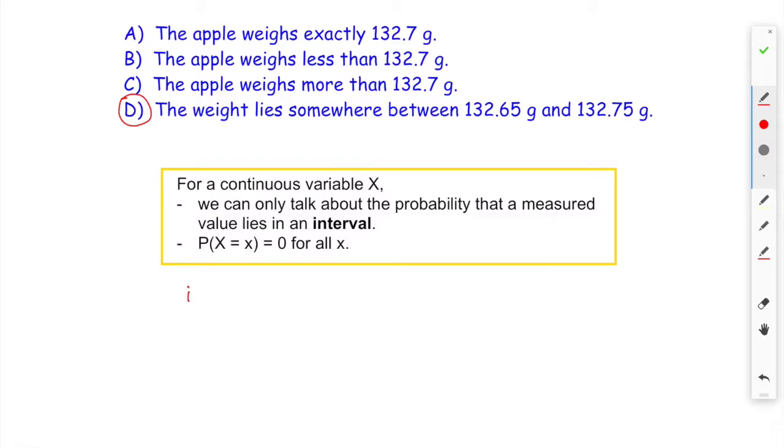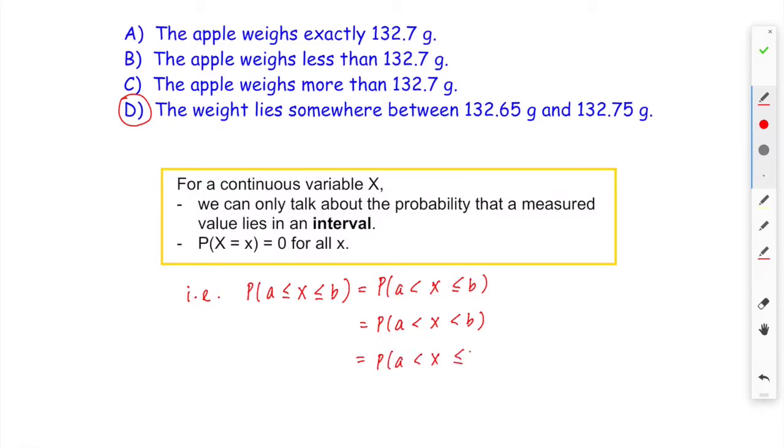That is, if I'm thinking about the probability of a less than or equal to x, less than or equal to another number b, it is the same as saying the probability of a less than x, less than or equal to b, or P of a less than x, less than b, or P of a less than or equal to x, less than b. They are all equivalent.